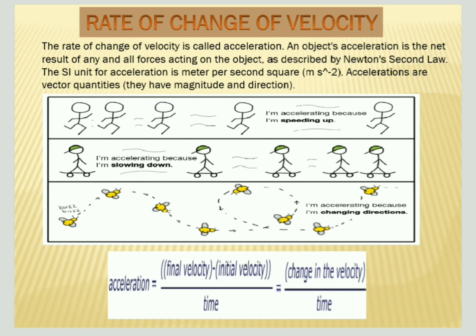I am accelerating because I am slowing down. So acceleration can be in the way of increasing speed or in the way of decreasing it. And here, I am accelerating because I am changing direction. This is also acceleration, moving forward and backward with a change in speed, a change in velocity. Now this is the formula of acceleration.